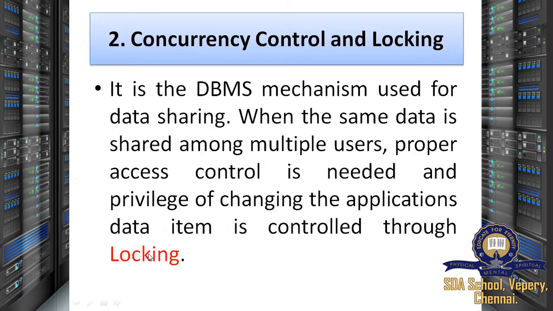Just imagine we have a bank website. That website is being accessed by multiple users of that bank. Every user of the bank has a right to access their account, so concurrent transactions take place there. When concurrent transactions take place, it must be ensured that proper access control and privilege exist so that the data of one customer is not lost or seen by another customer. That is called concurrency control and locking.